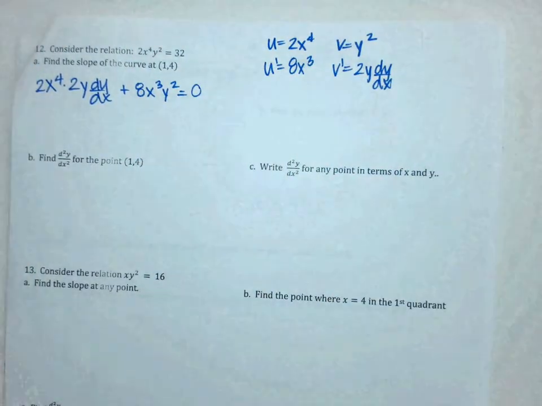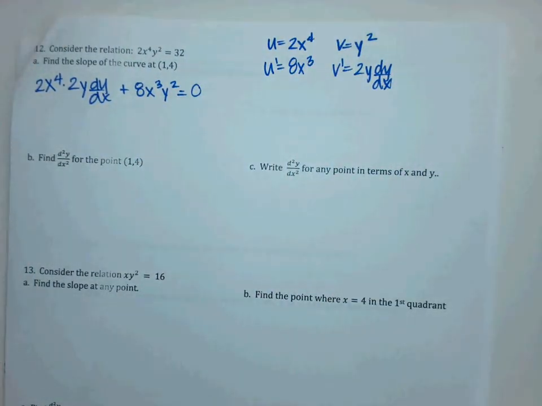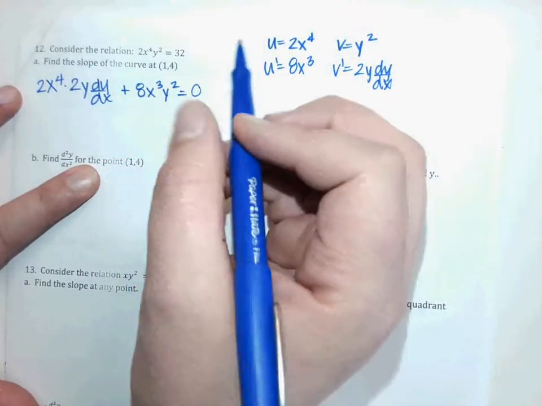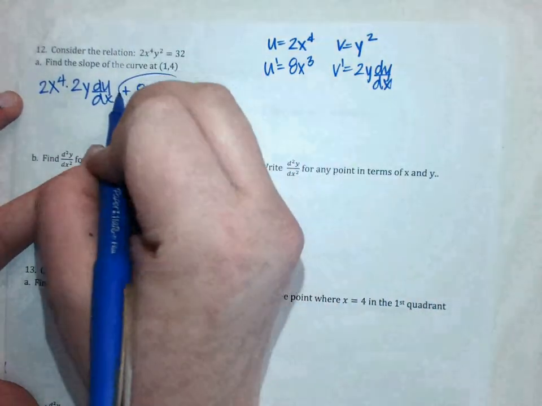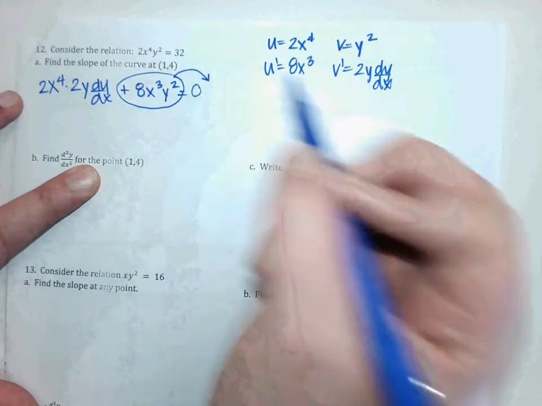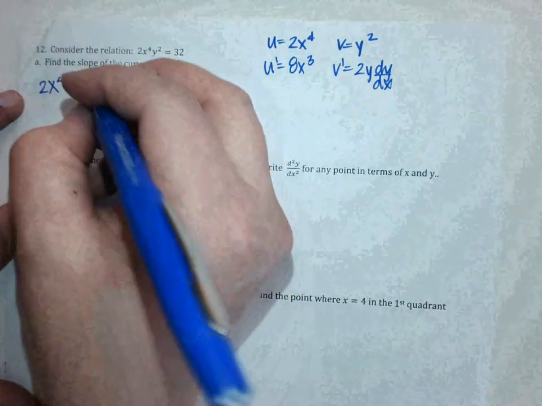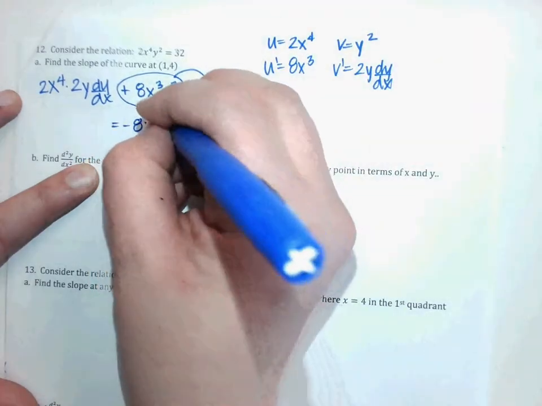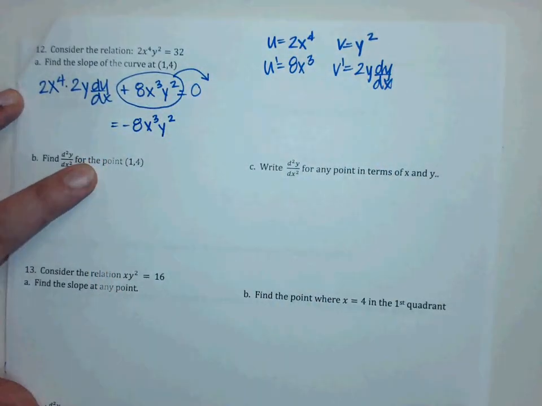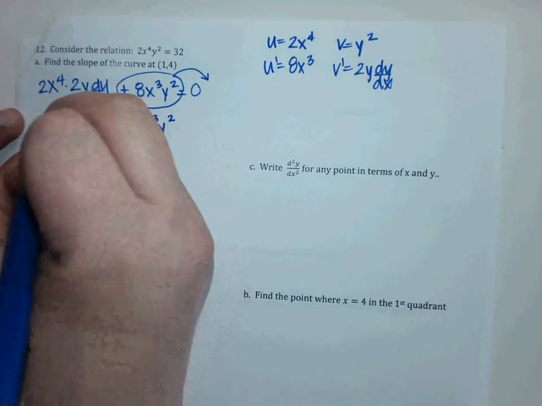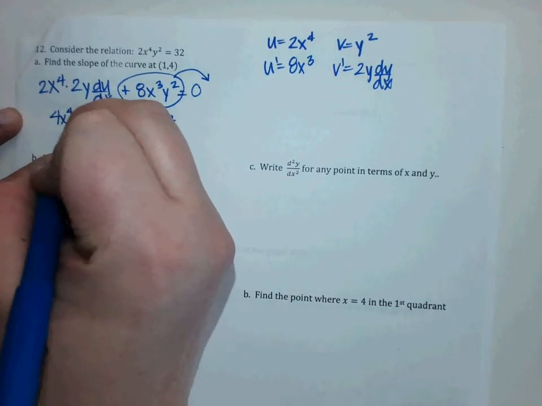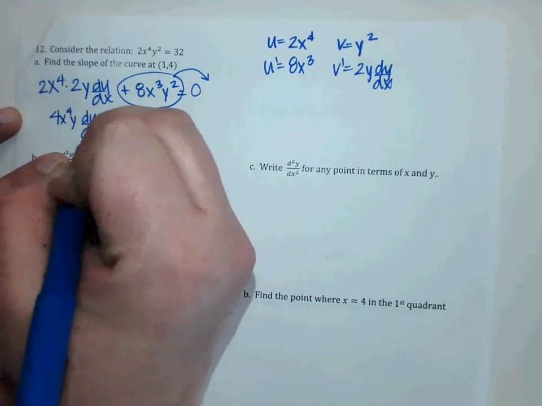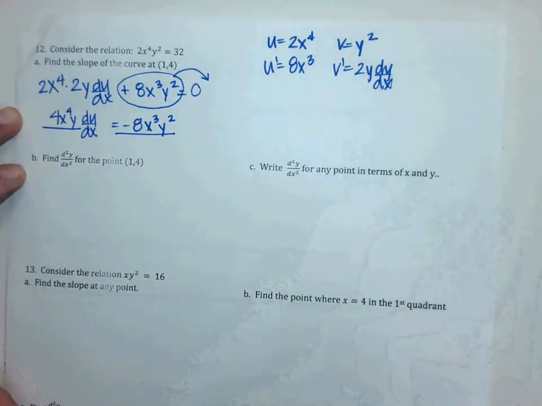0. Okay, from there, what's moving? 2x^4, 8x cubed y squared. This one. Why? Because it doesn't have a dy dx. Good. So I'm going to have a negative 8x cubed y squared come across. Okay, and then my 2 times 2, I'm going to collapse that into a 4x^4 y dy dx, and then that's going to end up getting divided.